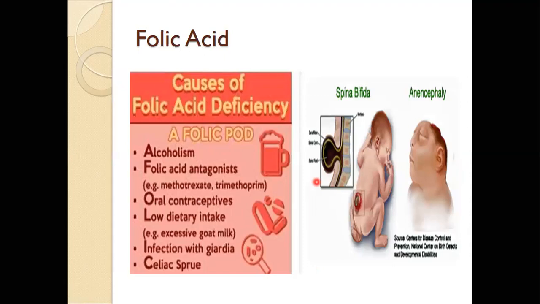What are the causes of folic acid deficiency? Alcoholism. Some drugs like chemotherapy drugs, they are antagonists to folic acid. Oral contraceptive pills or birth control pills. Low dietary intake or infection or celiac sprue. You don't have to know this, but just know the first four causes of folic acid deficiency.